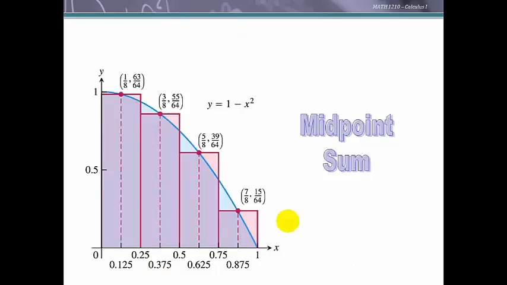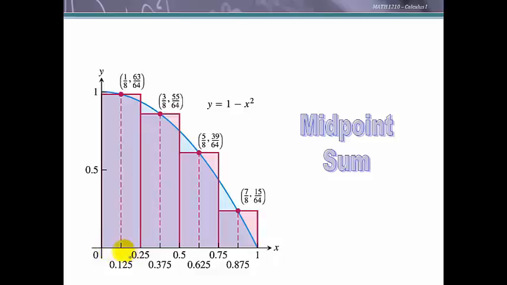Now what if we did the middle? If the left does one thing, either over or underestimate, depending on if our curve's increasing or decreasing, and if the right does the other, well, why not pick somewhere in the middle? So we could actually do a midpoint. We could pick a halfway point to use for the height of our rectangle.